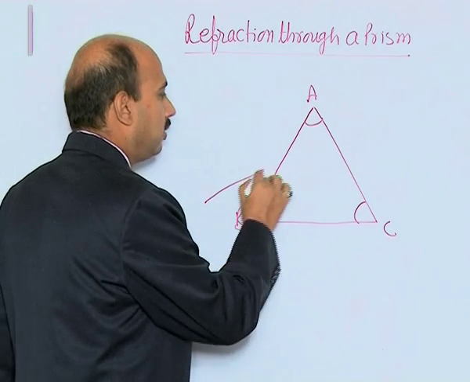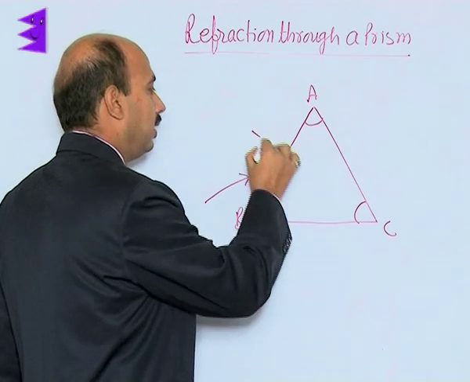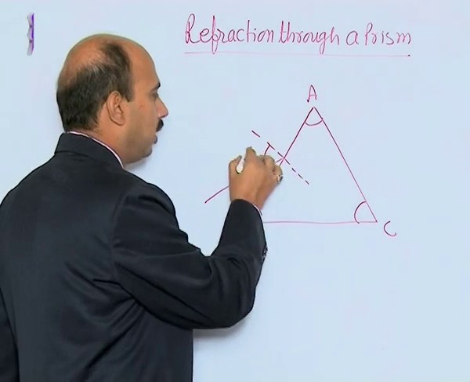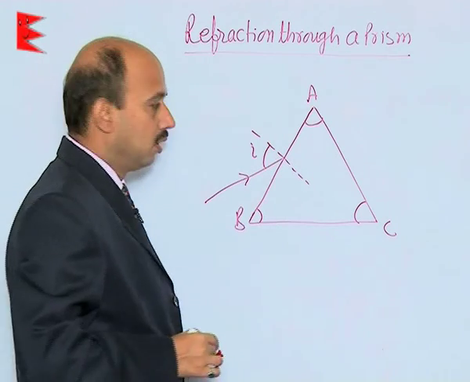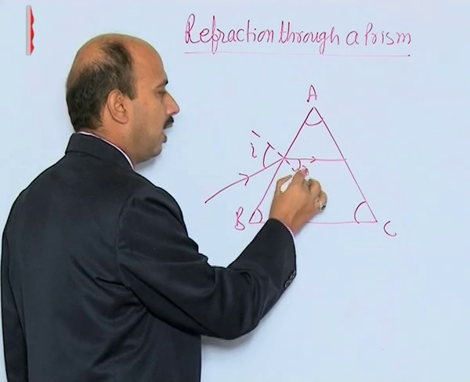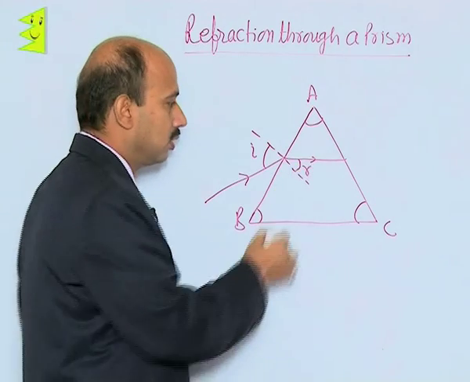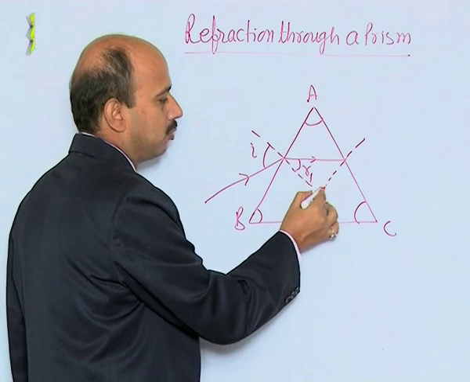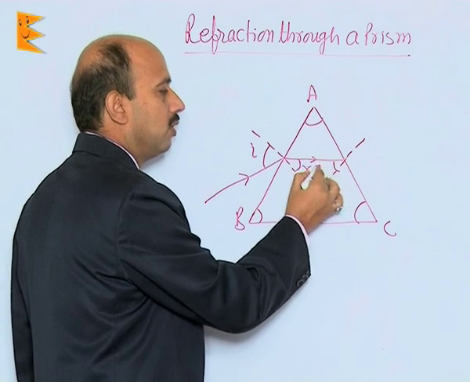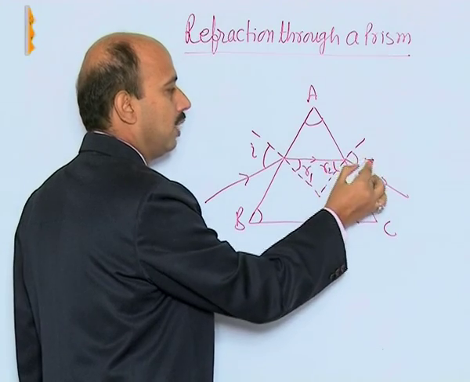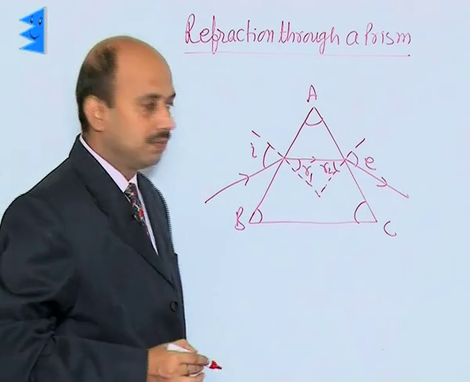Suppose you take an incident ray from this side and there is a normal on the face AB. This is known as the angle of incidence I. Now this ray refracts and comes this side; this is the angle of refraction R1. Now again refraction takes place, incidence takes place at this point, this is R2, and the ray comes out here; this is known as the angle of emergence E.